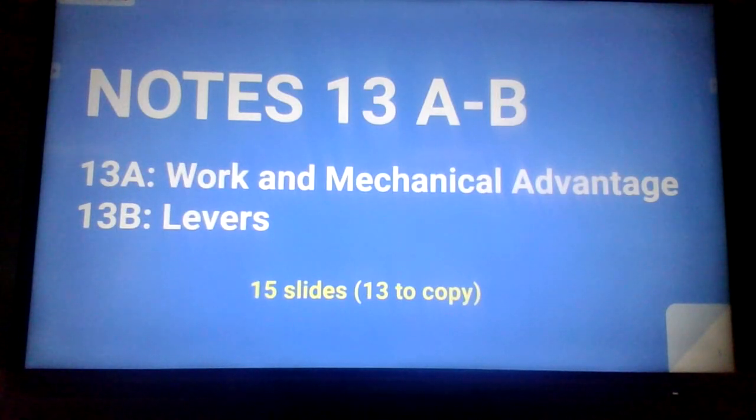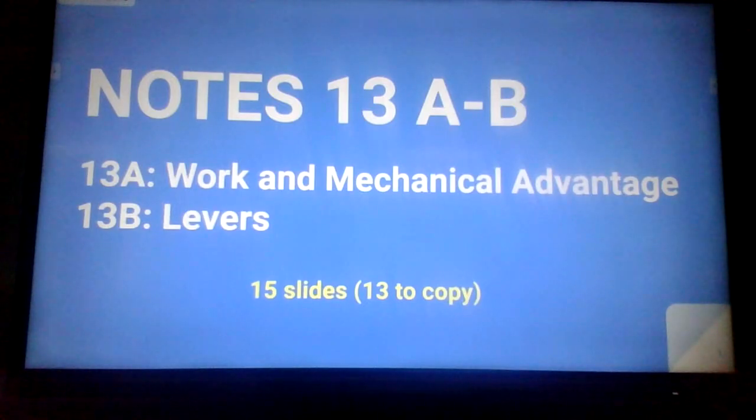So, as I like to say, you are not allowed to forget what you already know. You will also see a few new mathematical formulas, which means more word problems are coming. So get ready. Here we go with Chapter 13, Notes 13AB, Work and Mechanical Advantage, and Levers.